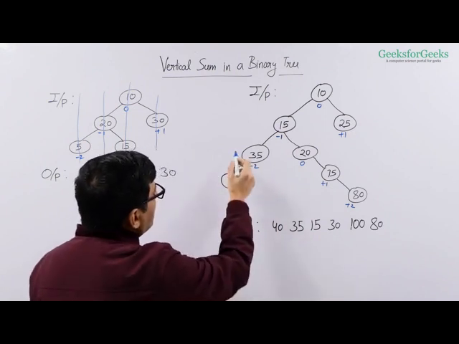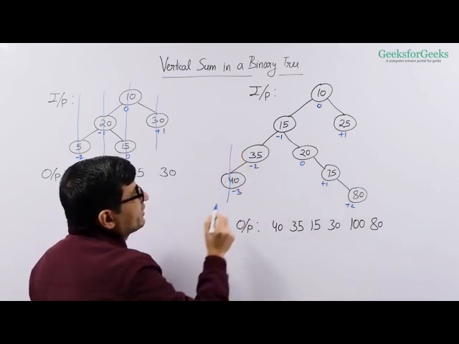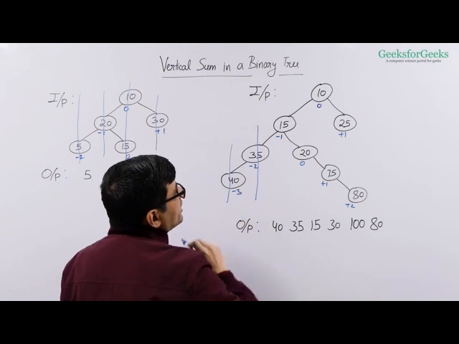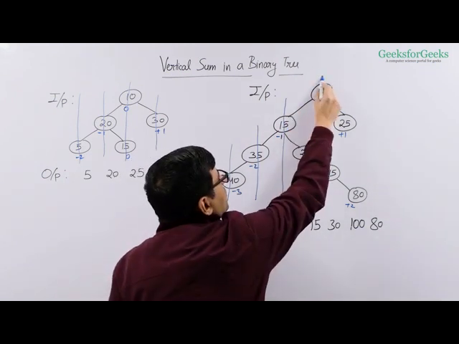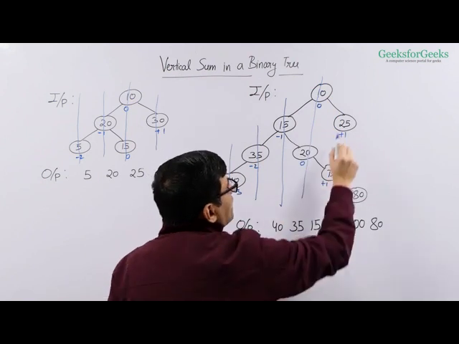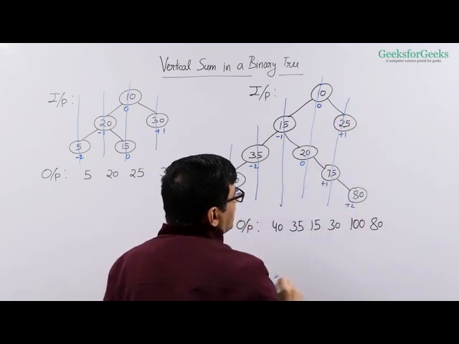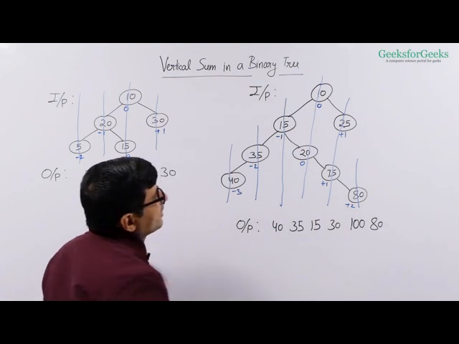So we have only one node at distance minus 3. Then we have only one node at distance minus 2. We have only one node at distance minus 1. And we have two nodes at distance 0. Then we have two nodes at distance 1. And we have one node at distance 2.